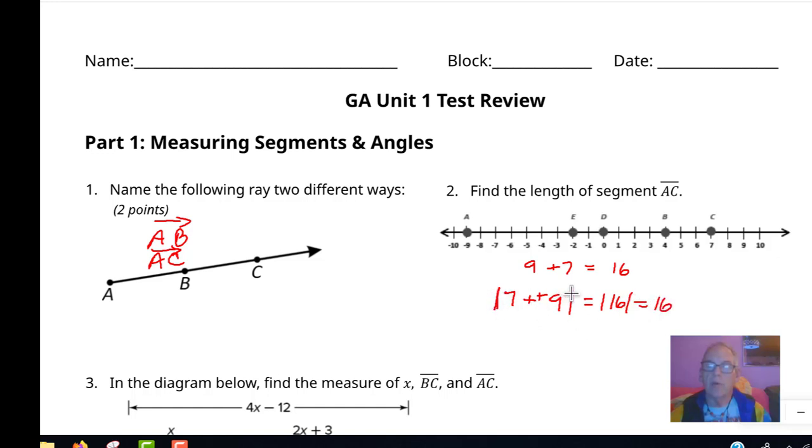The reason we use absolute value is because distance is always going to be positive, and the order doesn't matter. We also could have done negative 9, take away 7, to do it in the opposite order. That would give us absolute value of a negative 16, which still comes out to be 16. So in terms of the notation, we could say AC equals 16 without the segment mark.